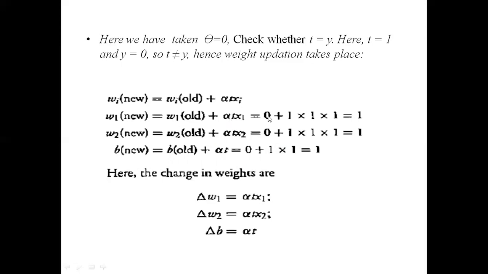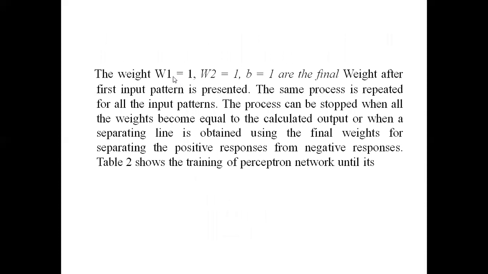What is the w1 old? Initially we treat w1 as 0, and alpha we set to 1, as we discussed in our previous slides. And what is the t for this? For the first row, t is equal to 1, and x1 is also 1. So w1 is equal to 1, w2 is equal to 1, and b is equal to 1. So initially all the values are 1. This is the way we calculate the weights. So w1 equal to 1, w2 equal to 1, and b equal to 1 are the final weights after the first input pattern is presented.